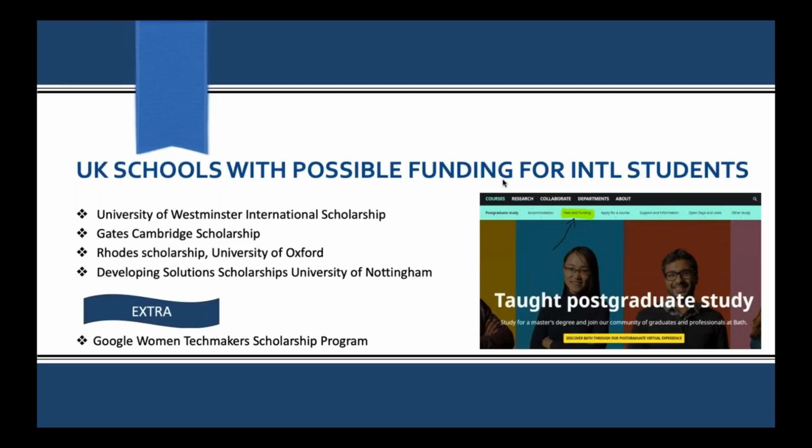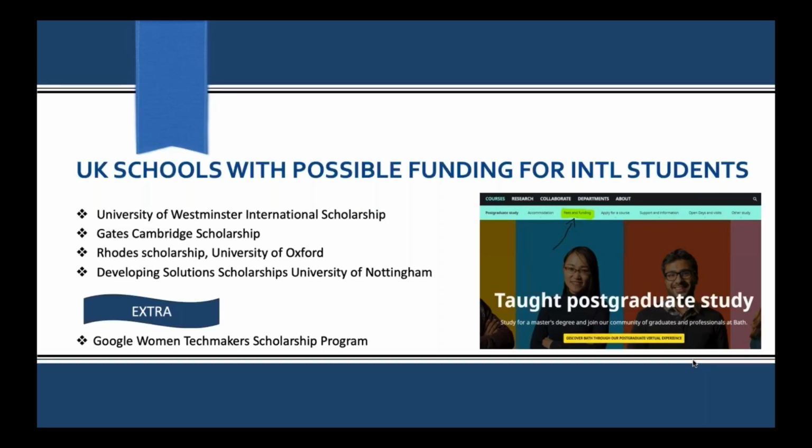All right. So in the UK, you don't really have many schools with funding, just very few schools. Most of the funding available is for taught masters, not research. And for research, it's mostly PhD research. There is a lot of funding for PhD research, but for masters research, not much. And for taught masters, just very few schools will offer funding.